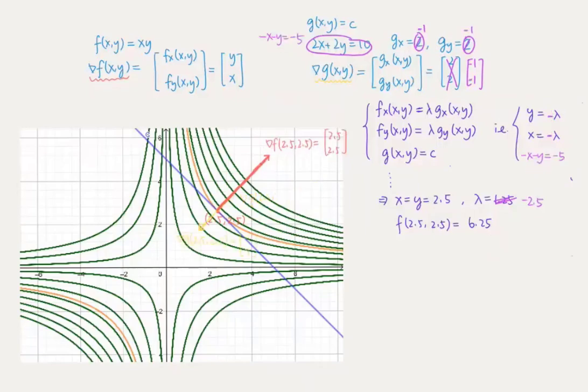You can also refer to this change where I changed the constraint equation to be negative x minus y equals negative 5 instead of the original constraint equation, but they mean the same constraint. This time, the two gradients are still parallel, but they are pointing in opposite directions. And the lambda we get this time is negative 2.5. So the value of lambda here may change depending on how we rephrase our constraint equation. But the important point is that at the place where the extremum occurs, the gradient of f and the gradient of g are parallel.